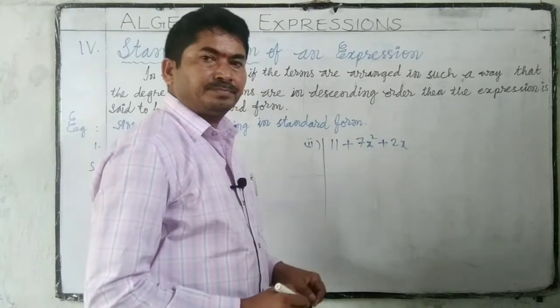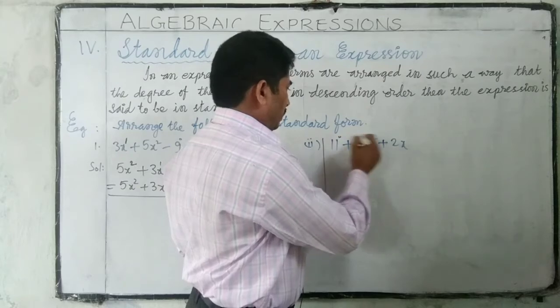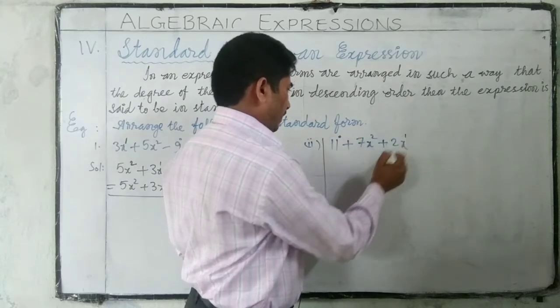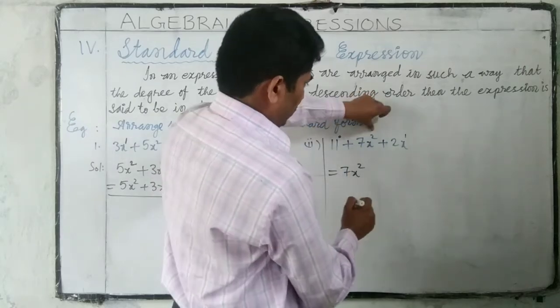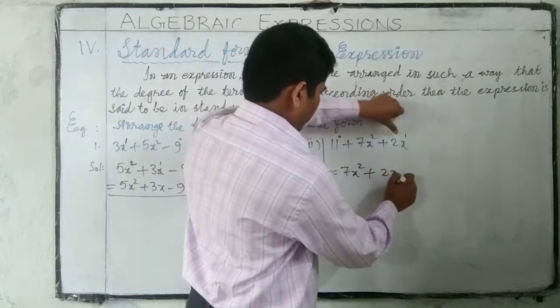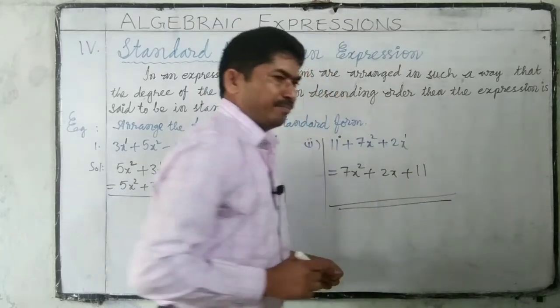Second example: the degrees are 0, 2, 1. So 7x square, minus 2x plus 11. So this is the standard form.